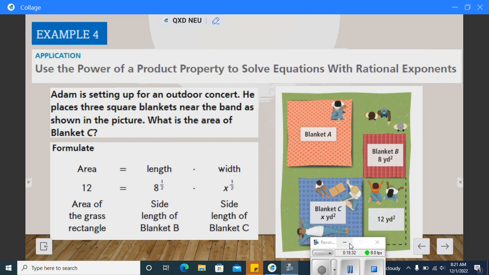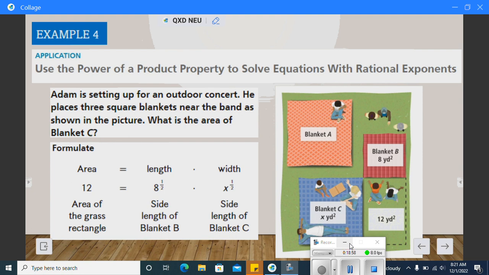Right here, Adam is setting up for an outdoor concert. He places 3 square blankets near the band as shown in the picture. What is the area of blanket C? So area is length times width again. So the area is 12, and the length is 8 to the power of 1/2 and x to the power of 1/2.